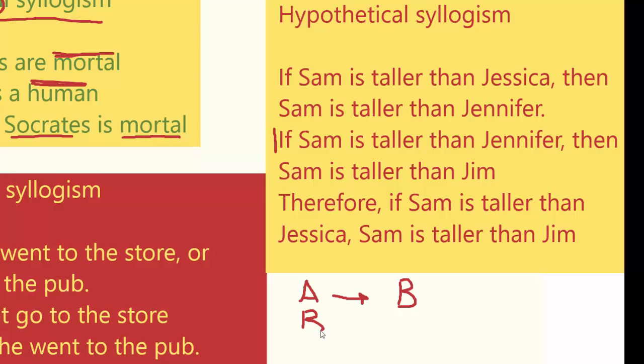So let B be the sentence, Sam is taller than Jennifer. Let C be, Sam is taller than Jim. Therefore, if Sam is taller than Jessica, which we already said was going to be A, then Sam is taller than Jen.